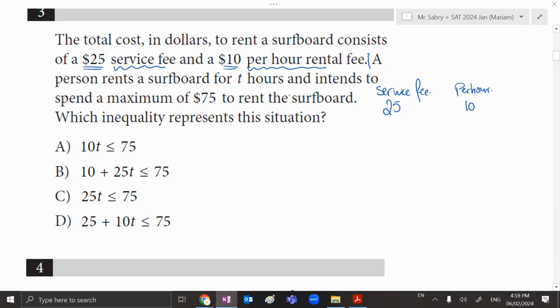Now, a very important thing to remember in all word problems: if there's something that's done per hour, per day, per person, or per whatsoever unit, it means that it's multiplied by that thing. So if I say 10 per hour, 10 has to be multiplied by the number of hours. If I say $10 per day, then 10 needs to be multiplied by the number of days. Because the 25 is not per anything, it is not going to be multiplied by anything, but I'll add to it 10 times T, which is time.